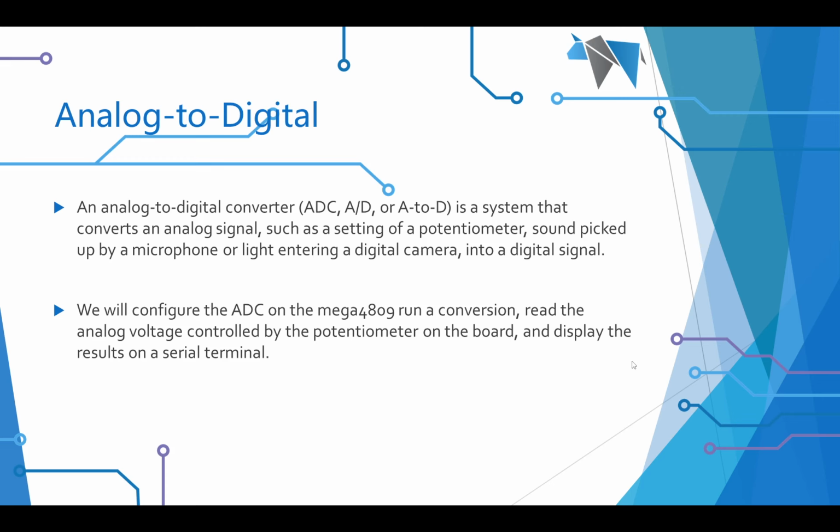So A to D, or analog to digital, is really converting an analog signal into a digital signal. It's like a potentiometer, sound picked up from a microphone, cameras, etc. And I'm going to be using a potentiometer. And I'm going to configure the ADC on this Mega 4809 to run a conversion, read that analog voltage that's coming through the potentiometer, and display that on a serial terminal.